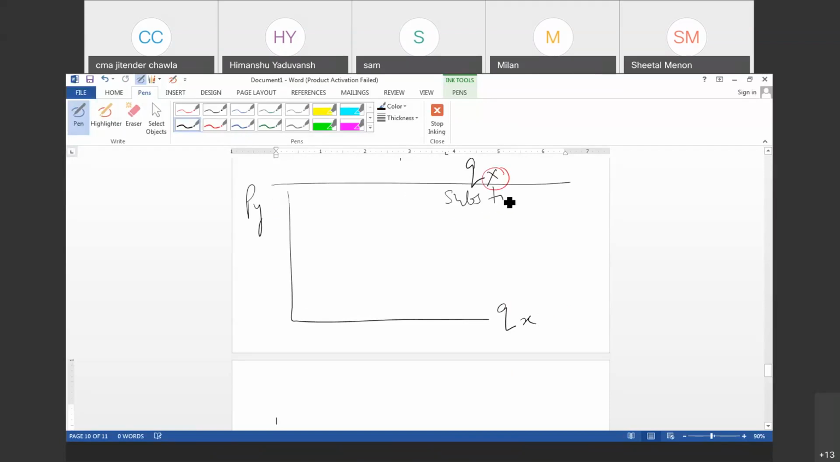What are substitute goods first? Which are used in place of each other. Now, what happens when the price of one increases? Price of X increases. Demand for, sorry, I have taken Y. Price of Y increases, demand for X increases. So this one is sloping upward, right? Clear?